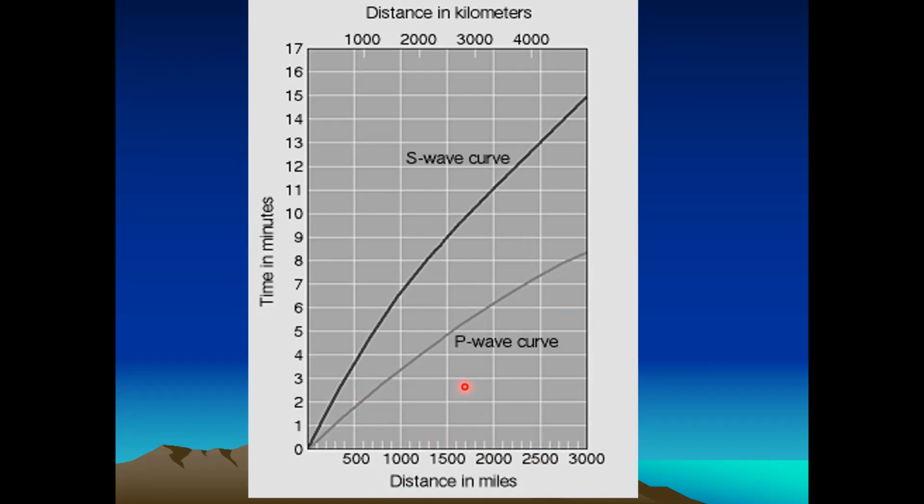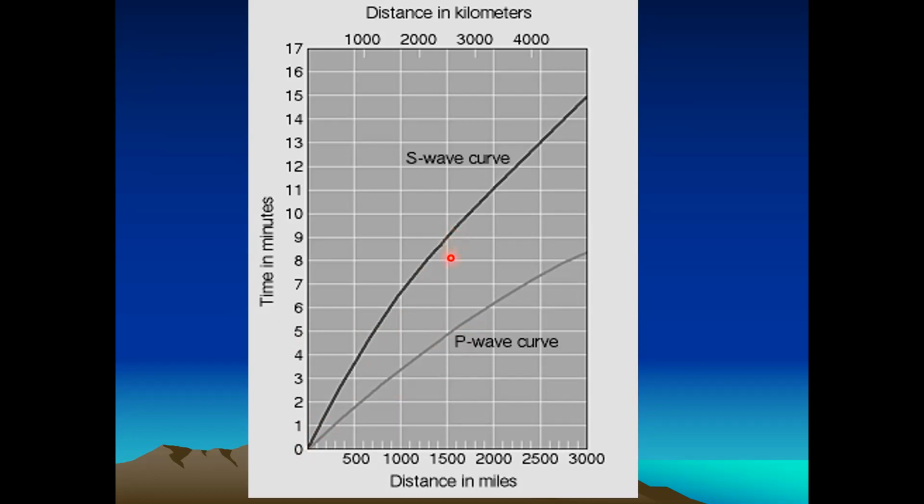This is called a travel time graph, and it shows what happens at particular distances from an earthquake. So let's say that we had a station set up in this location right here. That location would show that it took the P wave 5 minutes to get to that station. This same station then would show that the S wave got there 9 minutes after the earthquake occurred.